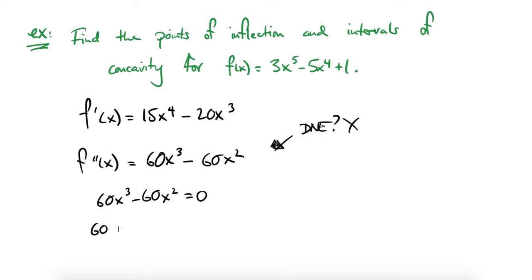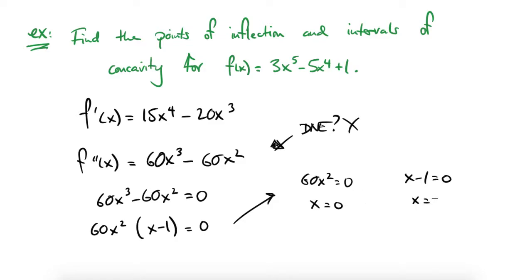I can factor a 60x squared out of this and leave myself an x minus 1. Then using the zero factor rule here, 60x squared equals 0 and x minus 1 equals 0. So this is going to give me 0, and this is going to give me 1.